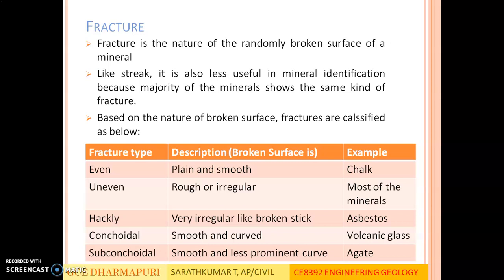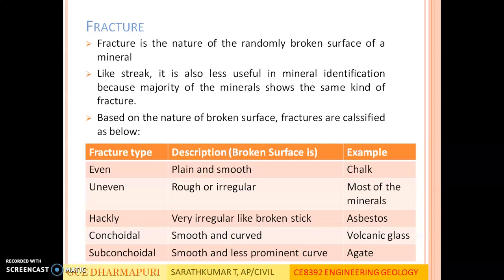The next type is hackly. In this form, the randomly broken surface will resemble a broken stick. It is very irregular. Normally it happens in fibrous substances. An example of this form is asbestos. The next fracture type is conchoidal. If the broken surface is smooth and curved, it is called conchoidal fracture. An example is volcanic glass.